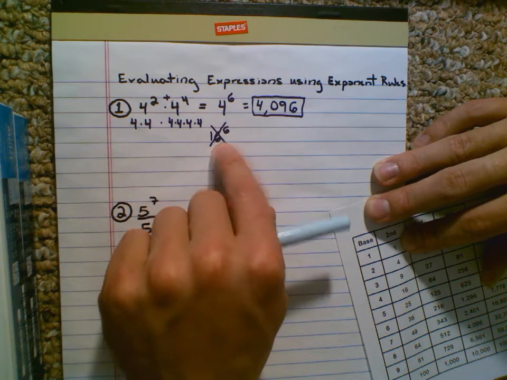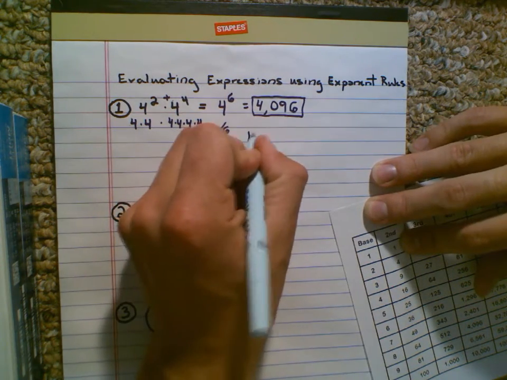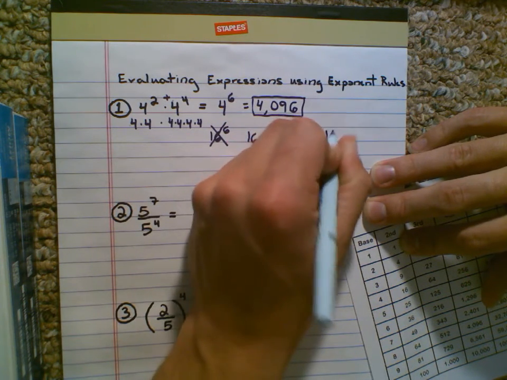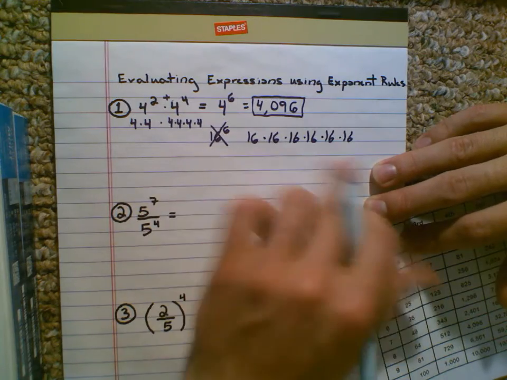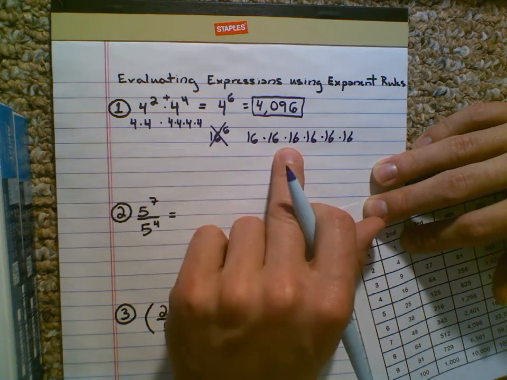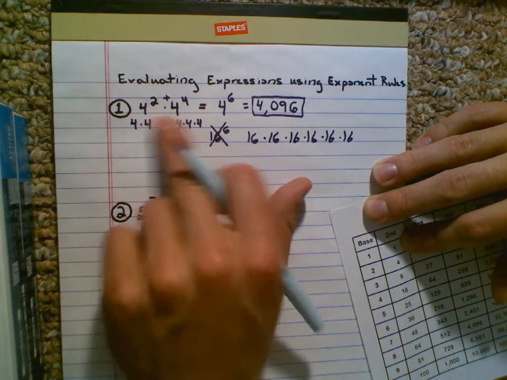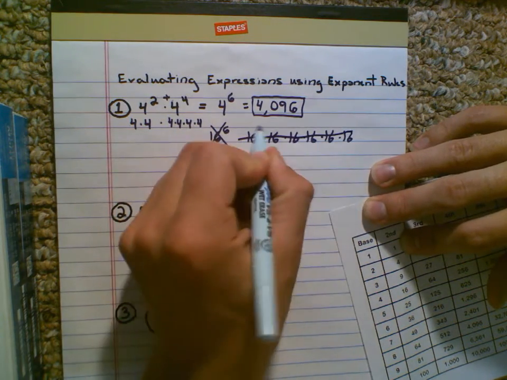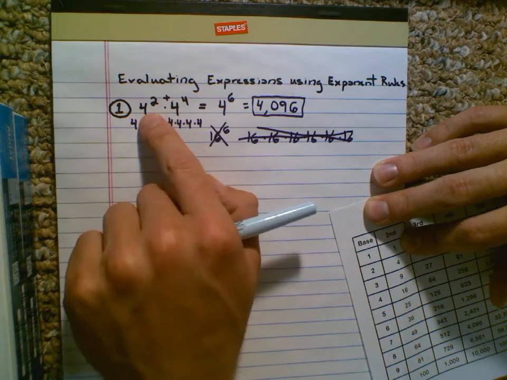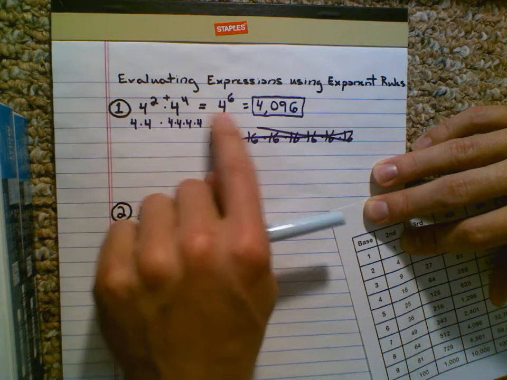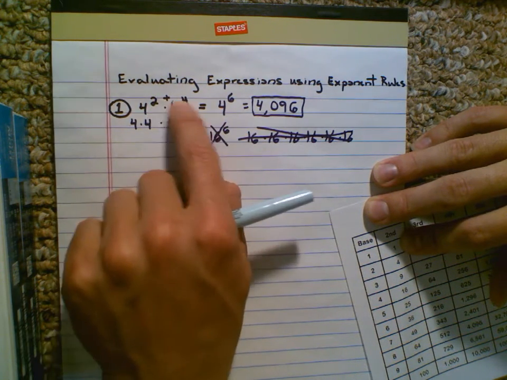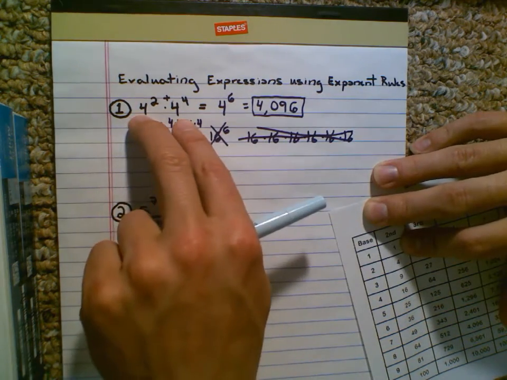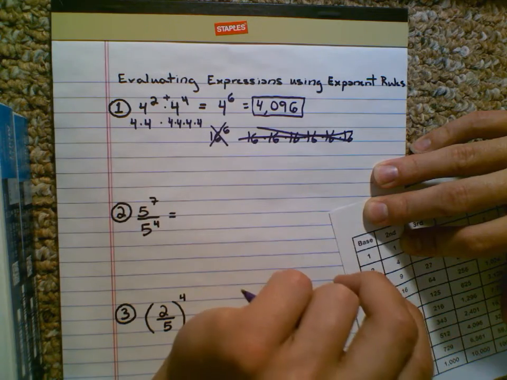Where 16 to the 6th would mean that I'm taking 16 times 16 times 16 times 16 times 16 times 16, which would give me way too big of a number and is not equivalent to 4 squared times 4 to the 4th. So when we're evaluating expressions, we don't multiply the bases. Okay, the base stays the same. We just simply add the exponents. Okay, we're just following our exponent rules. When you multiply like bases, you add the exponents.